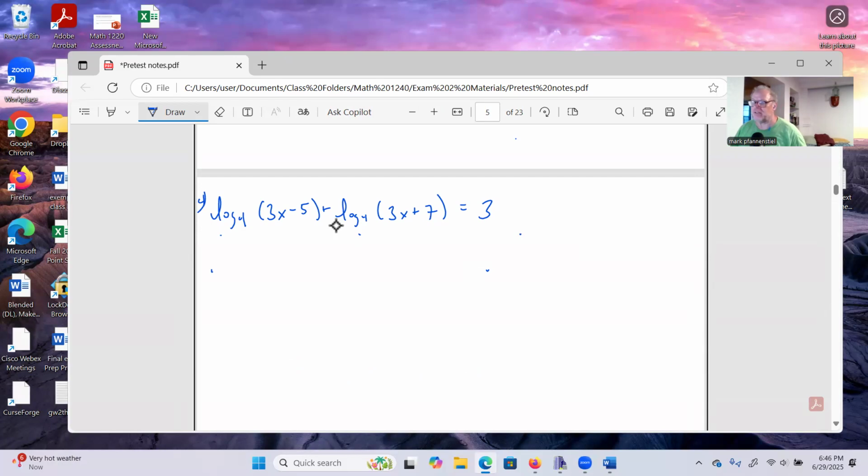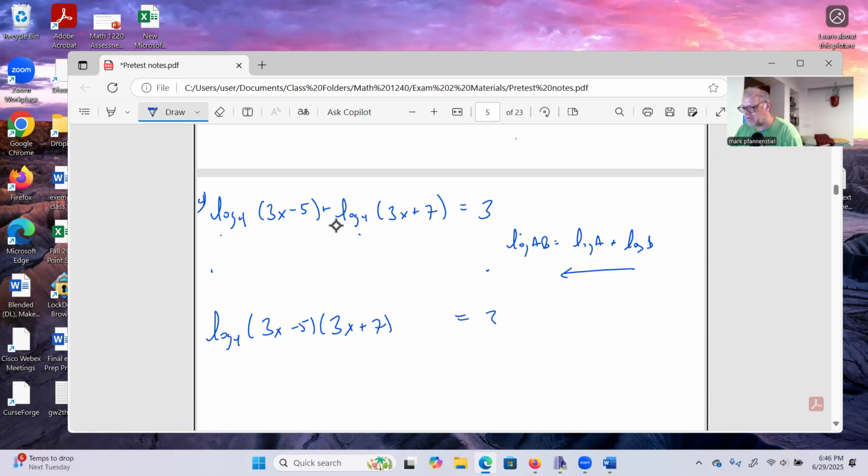So the first thing we have to do is figure out how to get these two logs into one logarithm. We're going to use our property where log of AB is equal to log of A plus log of B. We're just going to go backwards with it. So this is log base 4 of 3x minus 5 times 3x plus 7, and this is equal to 3. I'll just use this property in reverse.